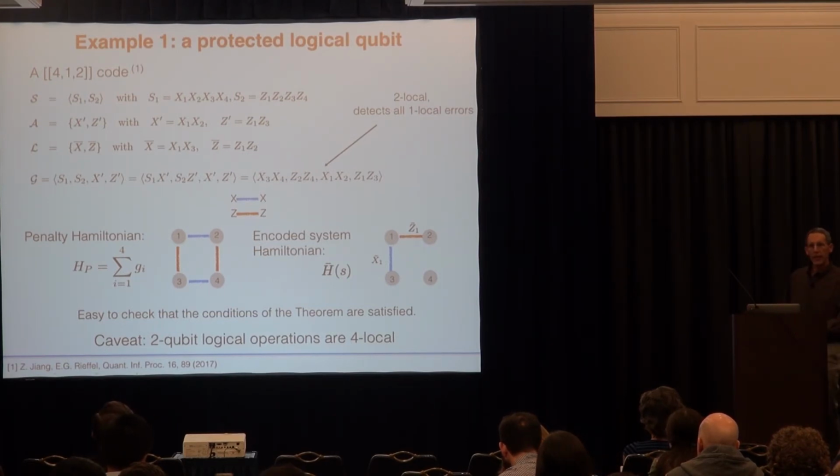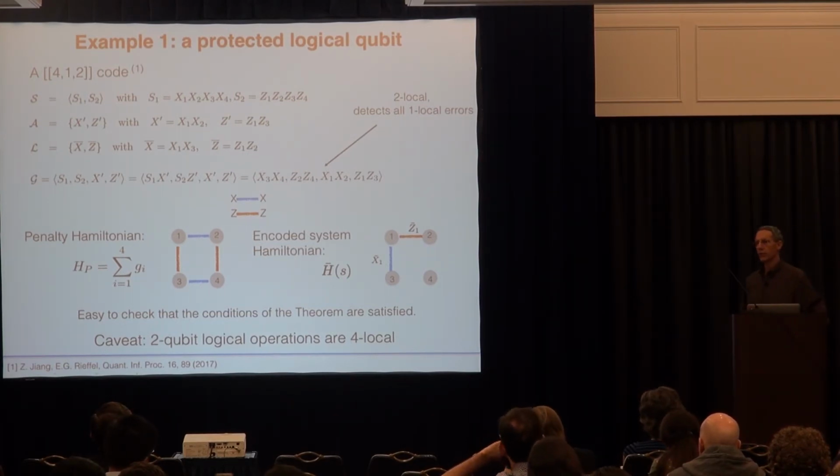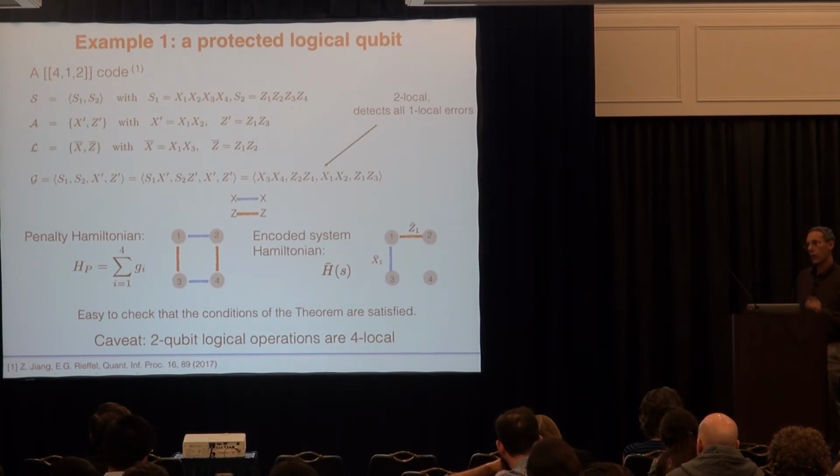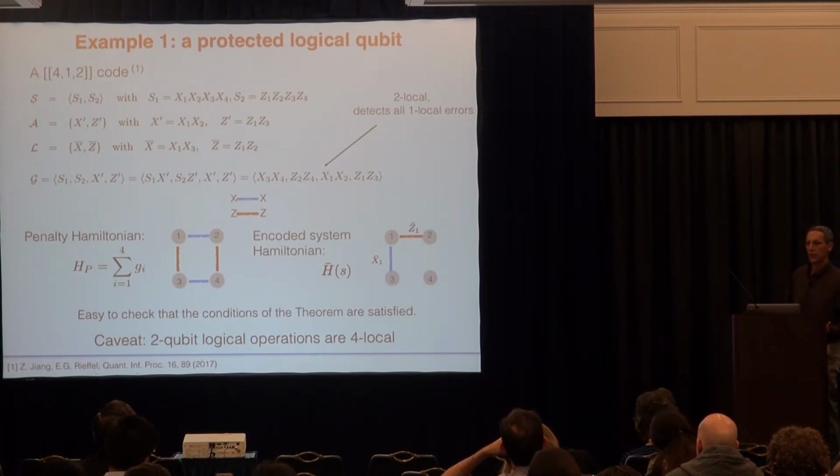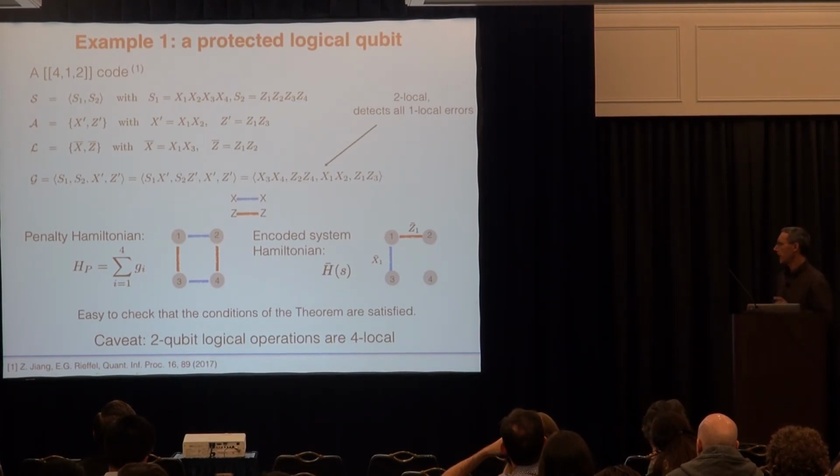Now the caveat here is that this is not good enough to do universal quantum computation with two-local operations, because you can check that the encoded two-qubit operations are four-local again. So it just works for protecting single qubits, but not to create interactions with two-local interactions.